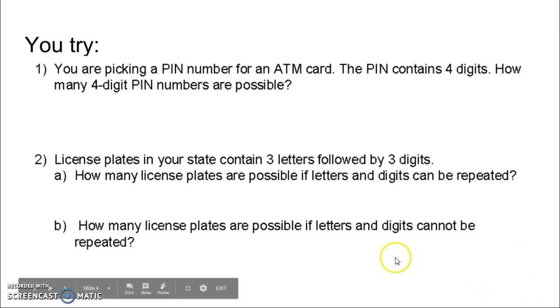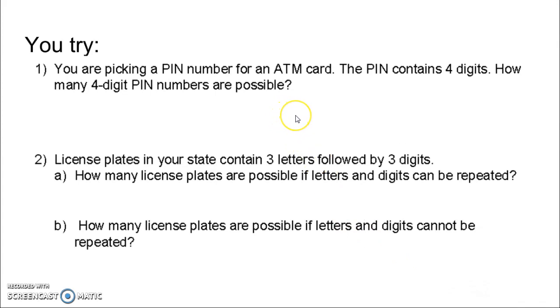So there are 10,000 possible 4-digit combinations that are possible for a PIN number. And you can extend that out to any other way that you're selecting a 4-digit number.